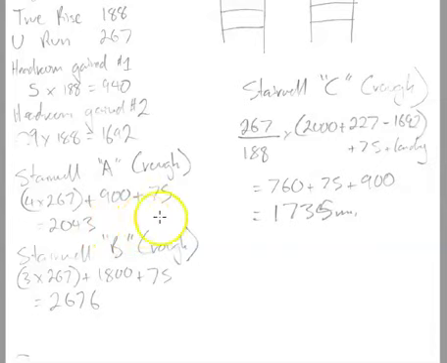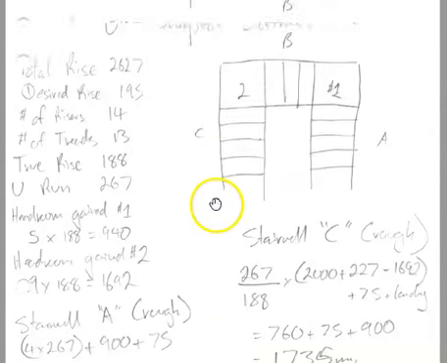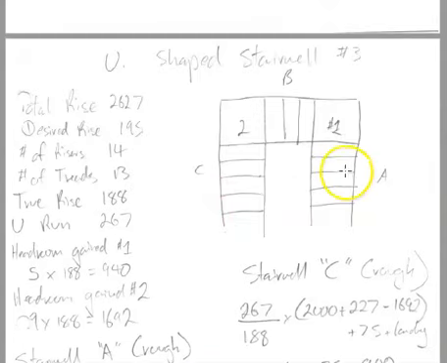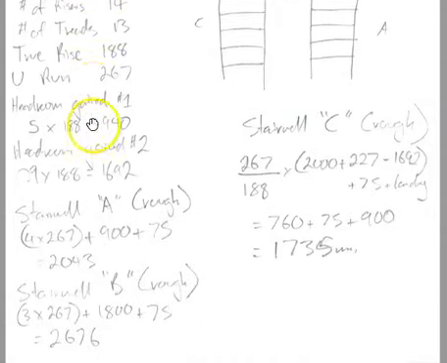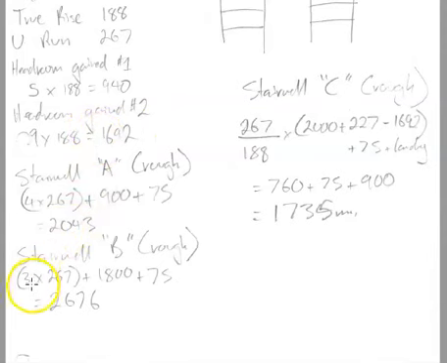We can follow the same step in stairwell B because we know that the stairwell rough opening is going to be in stairwell C. So in stairwell B, we have 2 landings, so 900 each, and 3 treads. And we'll also add a 75 millimeter allowance for finishes. And that's what we have here. 3 treads, 2 landings, 1800, and the 75 mil. So the length of stairwell B will be 2676.